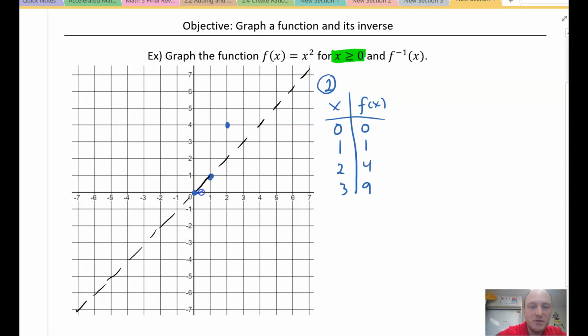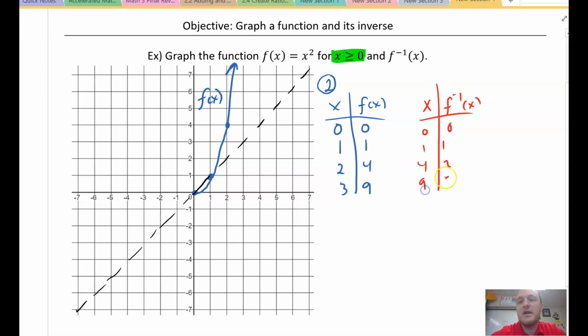3, 9 is off the graph. So my function looks like this. Here's f of x. Now, because I already made my chart, notice for the inverse, this is going to be very simple. F inverse of x. All I'm going to do is switch these: 0, 0, 1, 1, 4, 2, and 9, 3. So I have a point here, a point here. Hey, I already have those. Well, where do they live? Y equals x. Oh, they're supposed to be there. And then 4, 2, so we get this. Kind of cool looking graph.